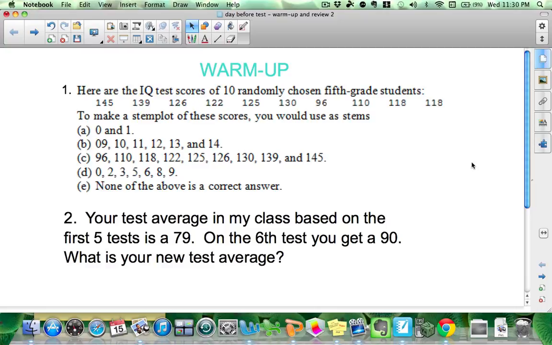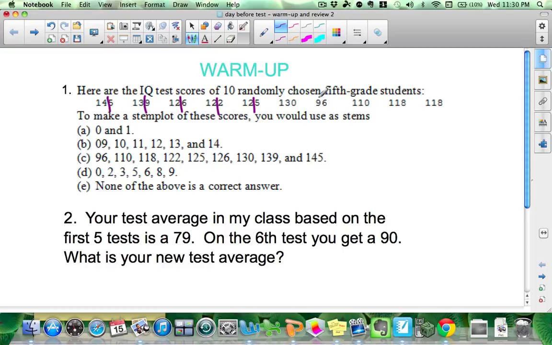Okay, so we have IQ test scores of 10 randomly chosen fifth graders, and in making a stem plot, it's asking what numbers we would use as stems. Now remember, a stem plot takes each observation and splits it into a stem and a leaf, and the rule is that the leaf has to be a single digit. So the leaves are the 5, the 9, the 6, the 2. The stems are everything else. So 14, 13, 12, 12, 12, 13.